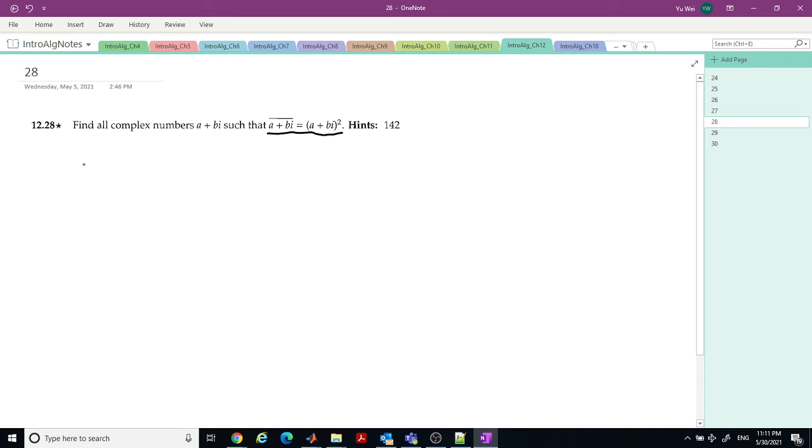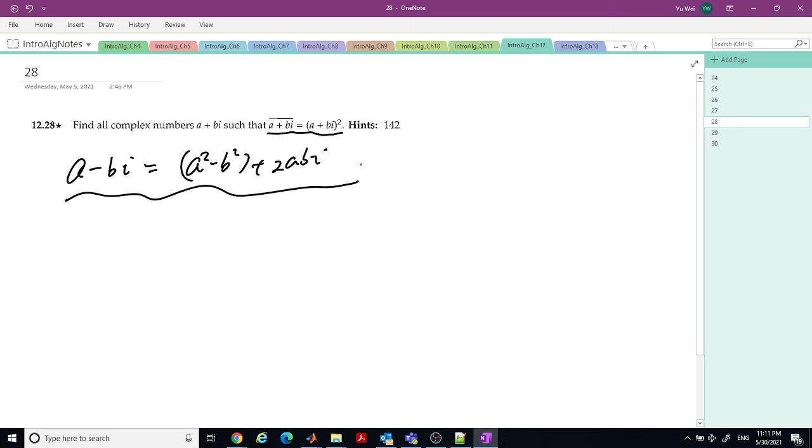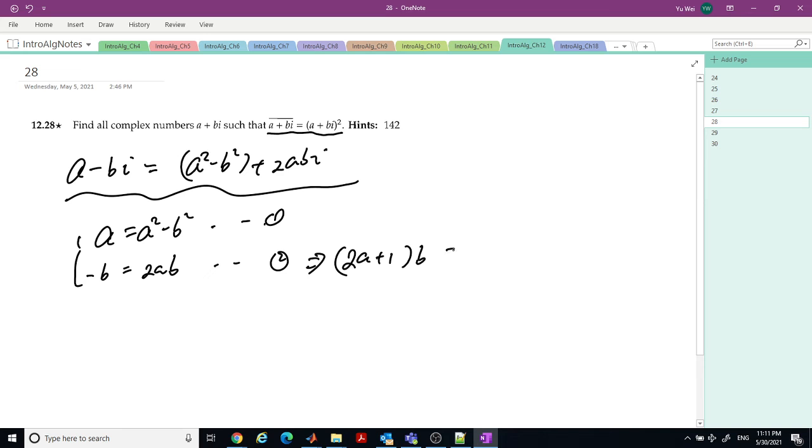Okay, let's expand this. The conjugate of a plus bi is a minus bi, which is equal to a squared minus b squared plus 2abi. So by comparing the complex numbers, we need the real parts equal, so a equals a squared minus b squared, and negative b is equal to 2ab. Let's call this the 2 and this the 1. Let's derive the 2 a little bit.